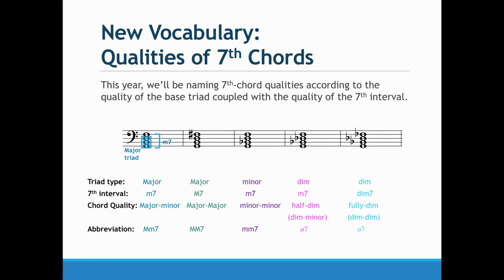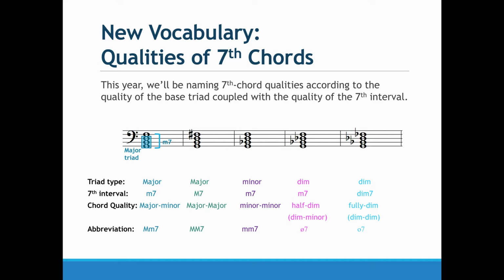The fourth example has a diminished triad on the bottom, and then a minor 7th from G to F. This technically, according to our system, should be called a diminished minor chord, but this is more commonly called a half diminished chord because half of the properties are diminished. The triad is diminished, but the 7th interval is not.